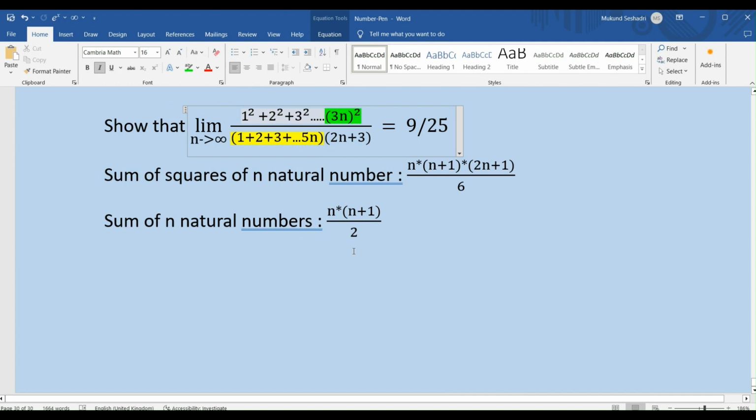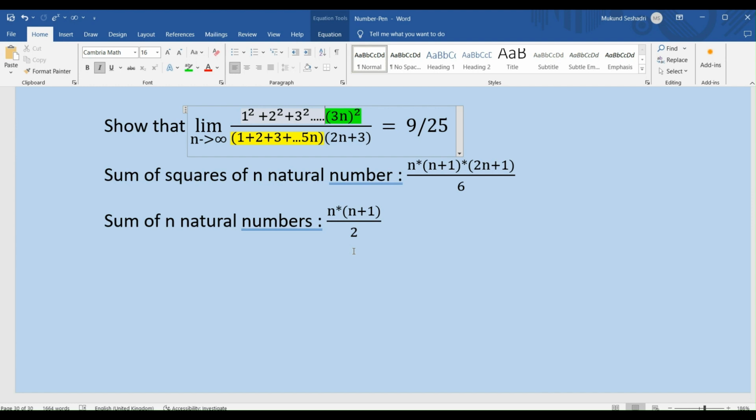So the problem that we are going to solve here is limit n tending to infinity of 1 square plus 2 square plus 3 square up to 3n, the whole square, divided by 1 plus 2 plus 3 up to 5n into 2n plus 3. Show that the limit of this expression is 9 by 25. So we've got a sequence in the numerator, we've got a sequence in the denominator. The one in the numerator is nothing but the sum of squares of natural numbers, and the one in the denominator is something similar to what we saw in the earlier problem. It is nothing but the sum of n natural numbers, except that it is up to 5n.